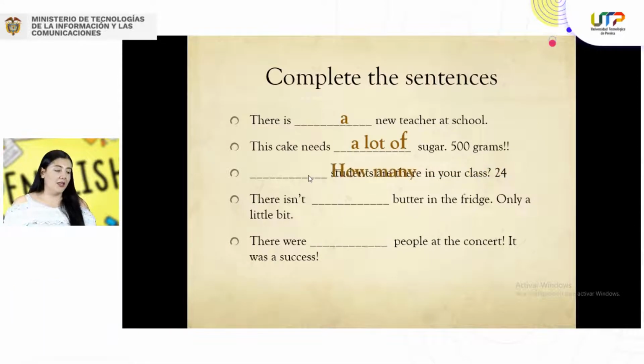How many? Of course, how many students are there in your class? How many? 24, yeah, in this case.